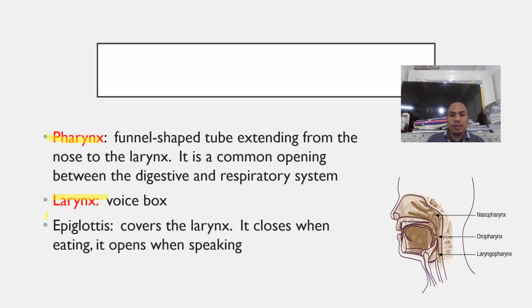It includes the nasopharynx and the oropharynx, which is richly supplied with lymphoid tissue that traps and destroys the pathogens entering with the air. While in the larynx, yung tinatawag nating voice box, that is important for maintaining the airway patency and protecting the lower airways from the swallowed food and fluids. So that is for the larynx.